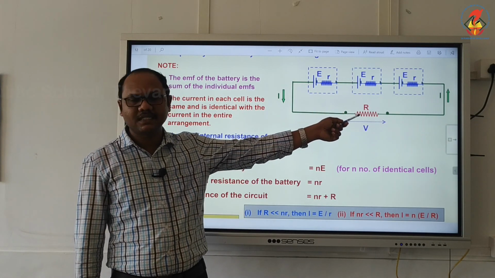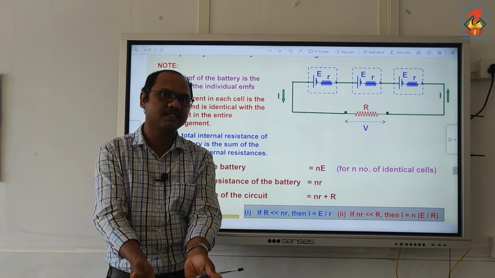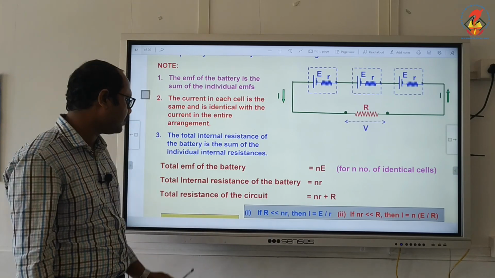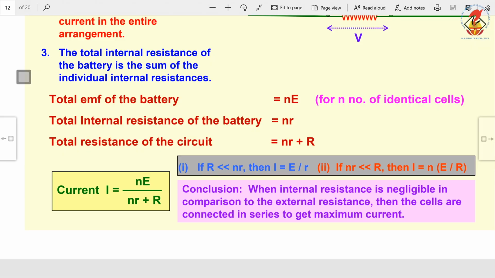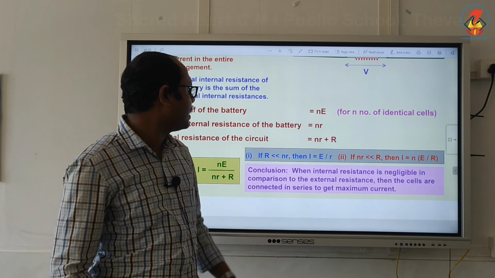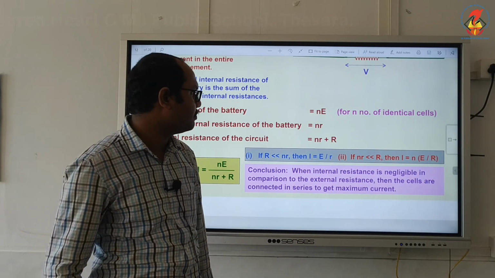Then there is one more external resistance capital R. So, what is the actual resistance as a whole? nr plus capital R. Now, current I is equal to total EMF by total resistance. Total EMF is nE. So, I is equal to nE by nr plus R. Okay. So, if R is much greater than nr, then I is equal to E by r.